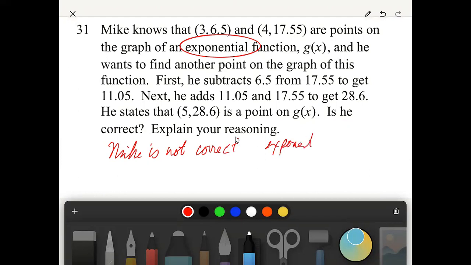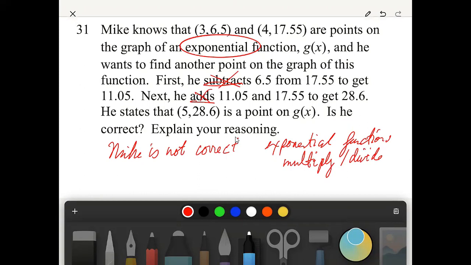Now, remember, exponential functions, you multiply to get the next answer, or you divide to get the next point. You don't subtract and you don't add, you multiply. You divide or you multiply. That's what exponential functions are. It's either multiplication or division. He didn't do that. He subtracted and he added. That is not what you should do for an exponential.